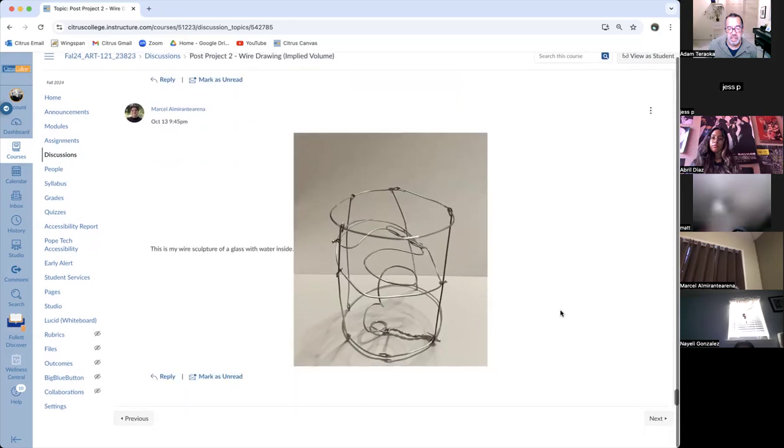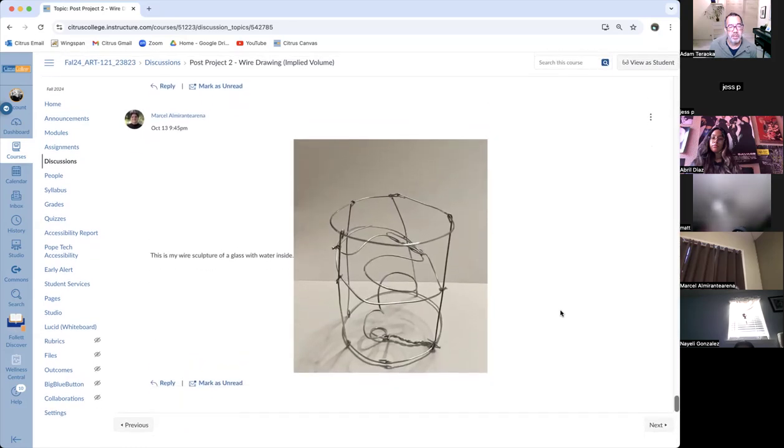Okay, and is this the last one? Last one. All right, so this is Marcel's. It's simple, and I can't tell if that's black wire or if it's... I guess if I can't tell, it doesn't matter, right? So this is another one that's sort of simple. It does understand the project.